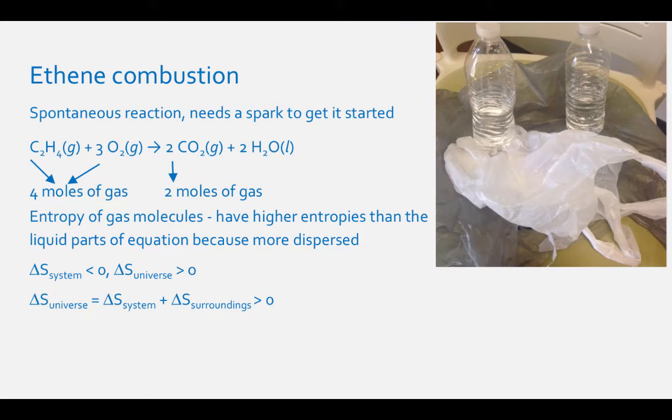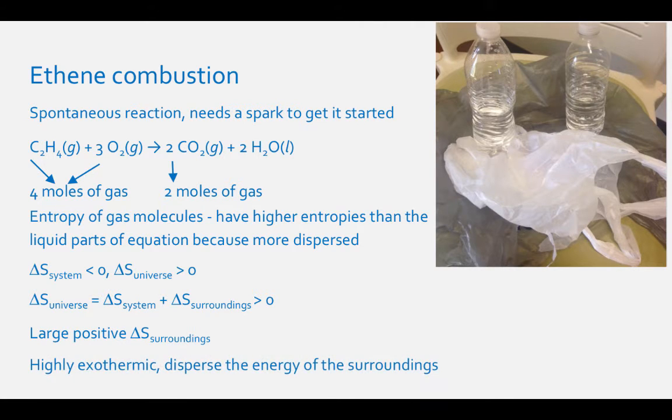To compensate for the negative delta S of the system, we must have a large positive delta S of the surroundings, which we do because this is a highly exothermic reaction. There is a lot of heat produced, which will disperse the energy of the surroundings. Another way to write the delta S of the surroundings is that it equals the negative of the change in enthalpy of the system divided by the temperature of the system.